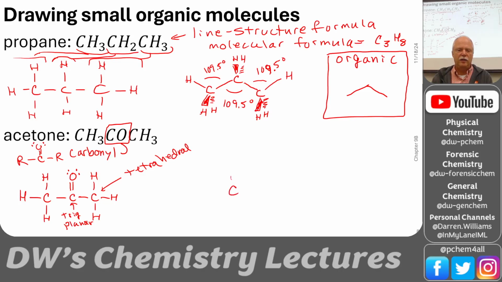So we have this carbon in the plane of the paper, the oxygen, another carbon here, another carbon here. So this is 120 degrees. This is 120, and that's 120. Because this carbon here is trigonal planar electronic structure.